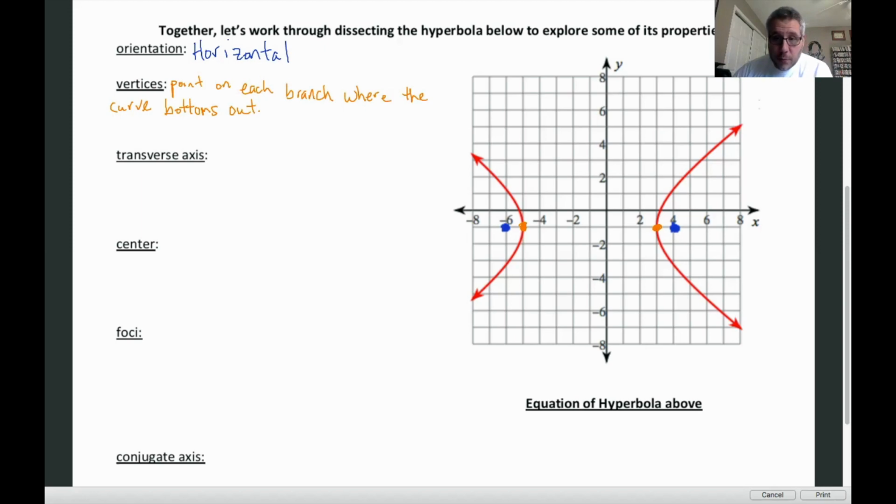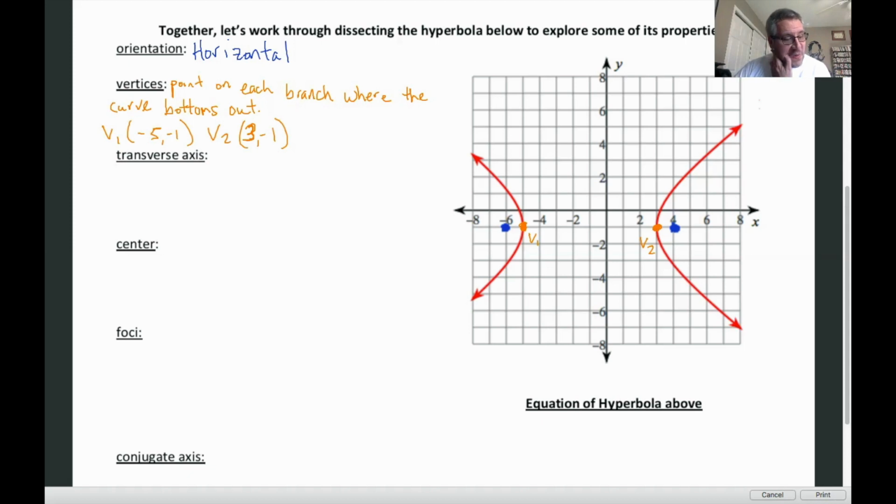So let's call this one vertex 1. Its coordinates would be (-5, -1). And if we call this one vertex 2, its coordinates would be (3, -1). Okay, remember, the beauty of this video is you can pause, you can rewind, you can even fast forward, you can make it your own.